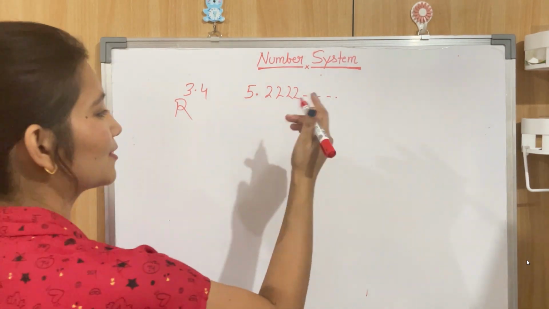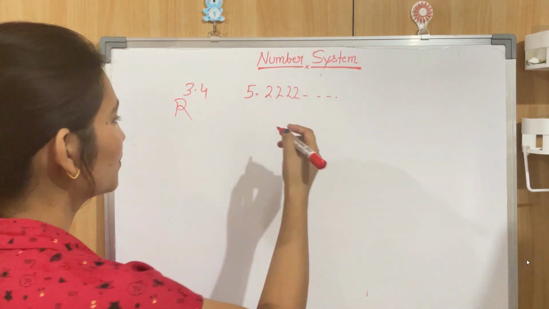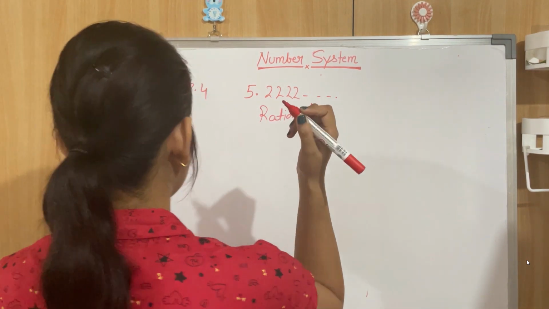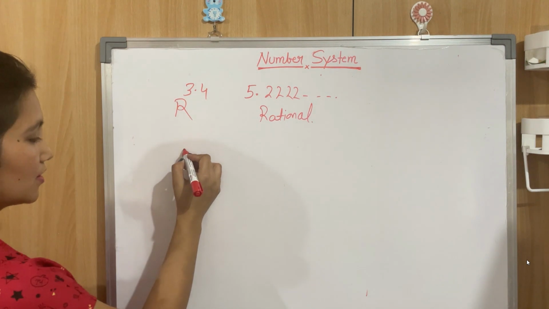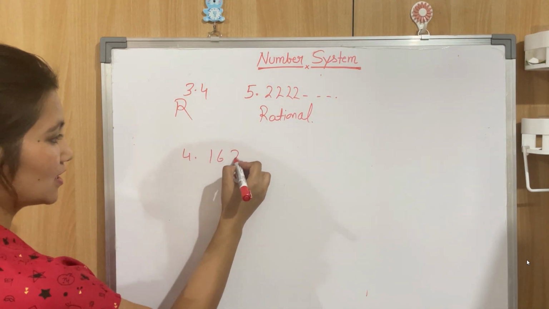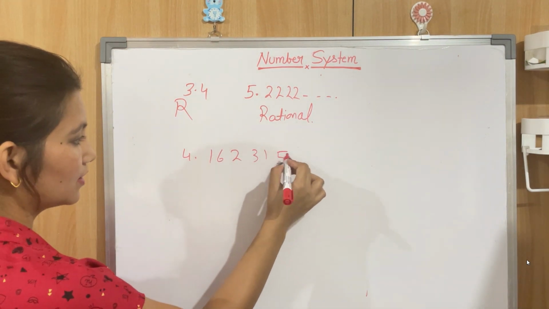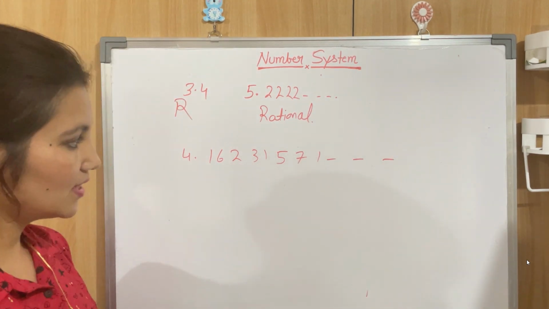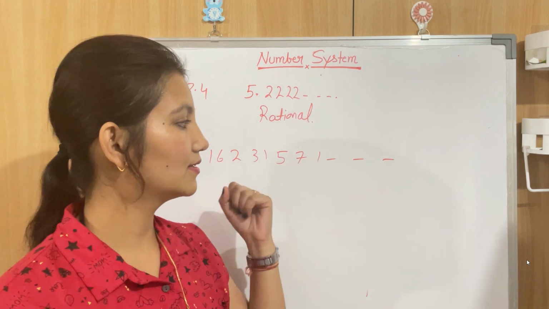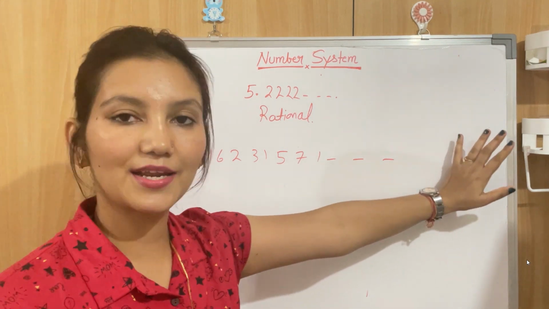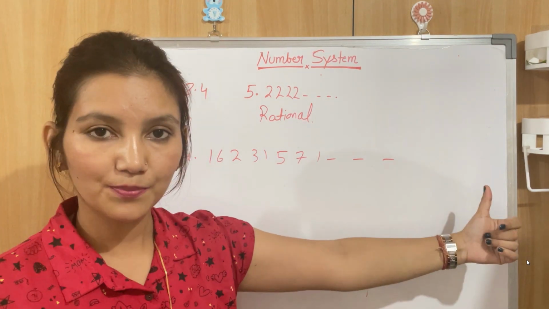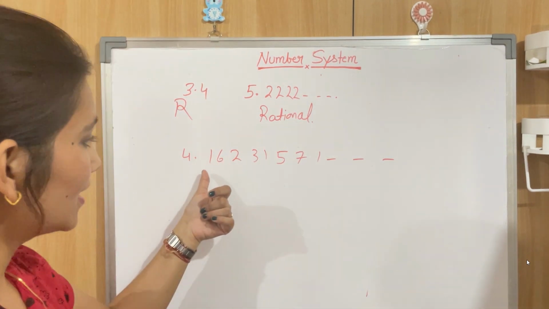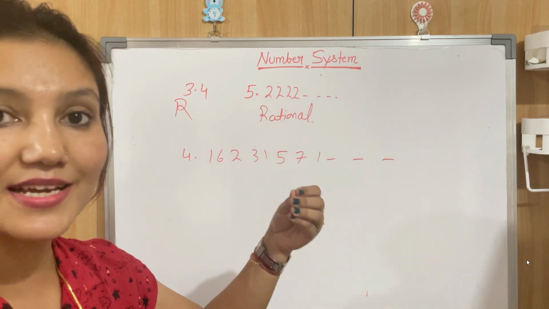So if it is getting repeated, in that case also it is a rational number. Let's take another example. What about 4.16231571 and so on? You see that this decimal expansion is not coming to an end at all, because the dots are there, and none of these numbers is getting repeated.